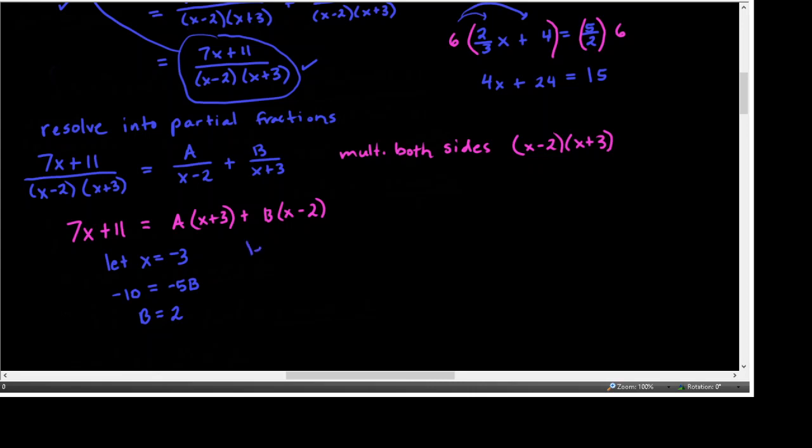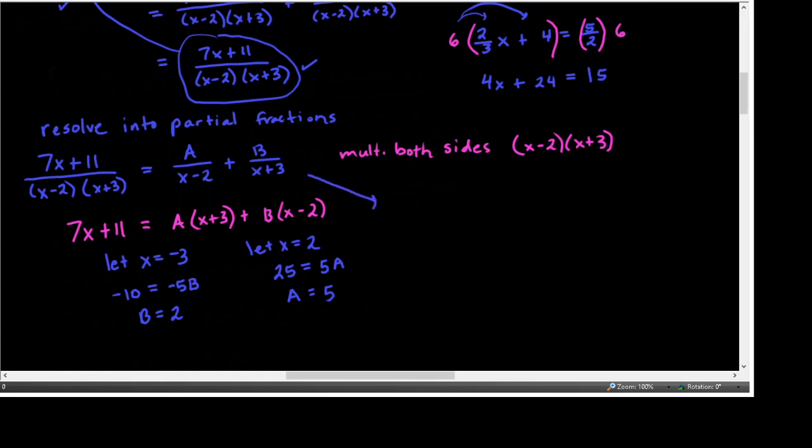Then I might think of another number to let x equal. I was thinking of 2. I thought that would be a good number. Good enough, I guess. So let's go. 7 times 2 is 14. 14 plus 11 is 25 on the left. 2 plus 3 is 5 times a. And 2 minus 2 is 0. 0 times b is 0. So that leaves an equation which, lo and behold, we can solve for a using division.